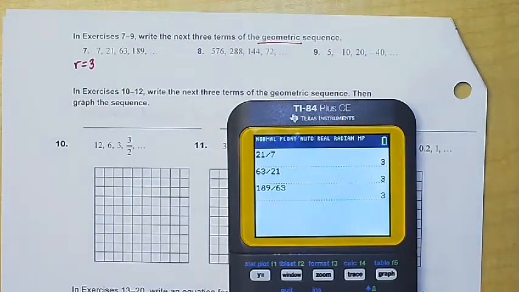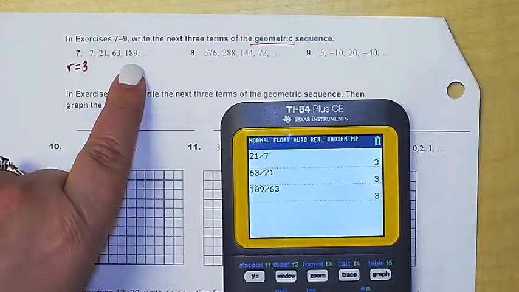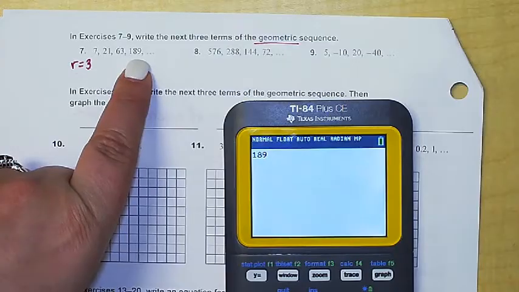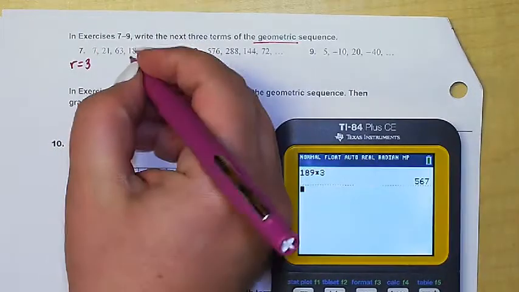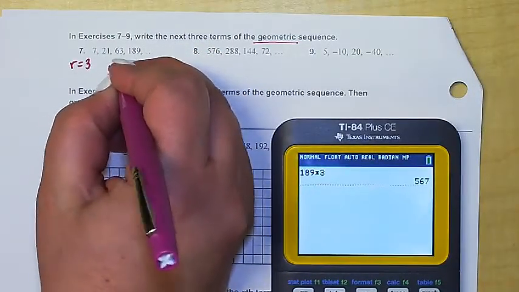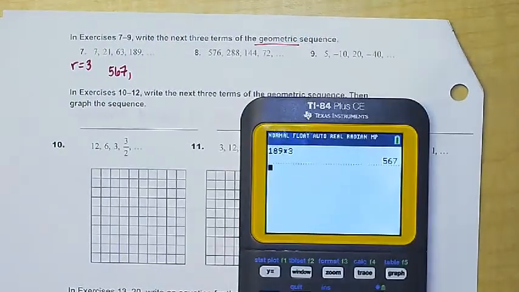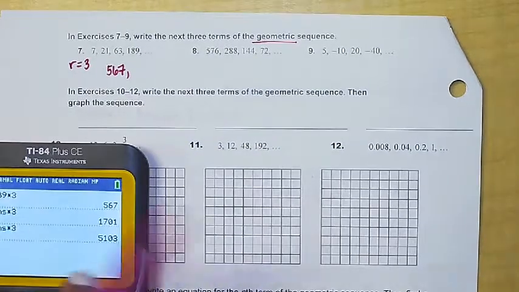So now let's actually apply that. What that means is that they're multiplying by 3 each time to get the next value. Once we have determined that, then to write the next 3, we just start with the last term they gave us and multiply it by our R value, and it'll give us what comes next. So after 189 would be 567. That would be the 4th, or I guess the 5th term now. And then that times another 3, we just continue the pattern, would be 1,701, and that times another 3 would be 5,103. So these would be the next 3 values in this particular geometric sequence.